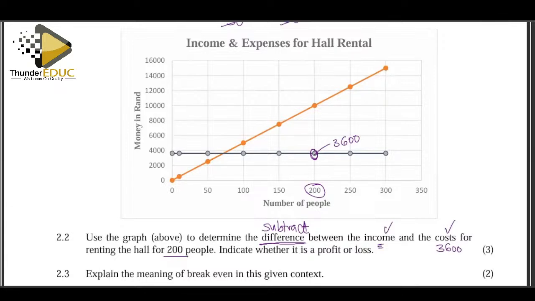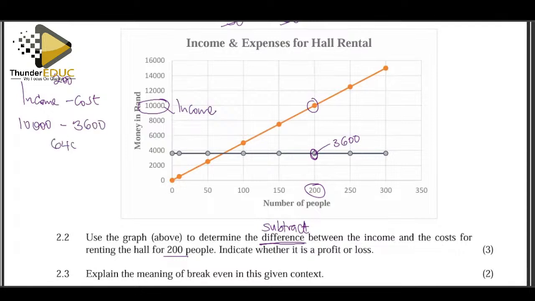The income, it's this line that passes through, but when does it touch 200? It touches it at this point. So you read off this. This is the income. So you come here, put your 10,000. Because we're looking for difference, we subtract. The difference between income and the cost for 200 people, 200 tickets. So we said 10,000 minus 3,600. And this has brought us to 6,400.